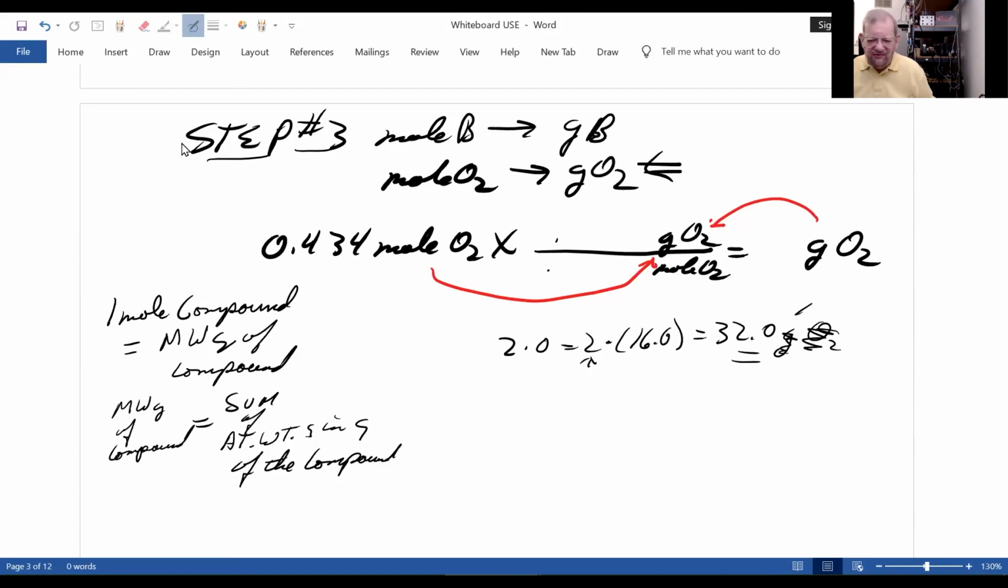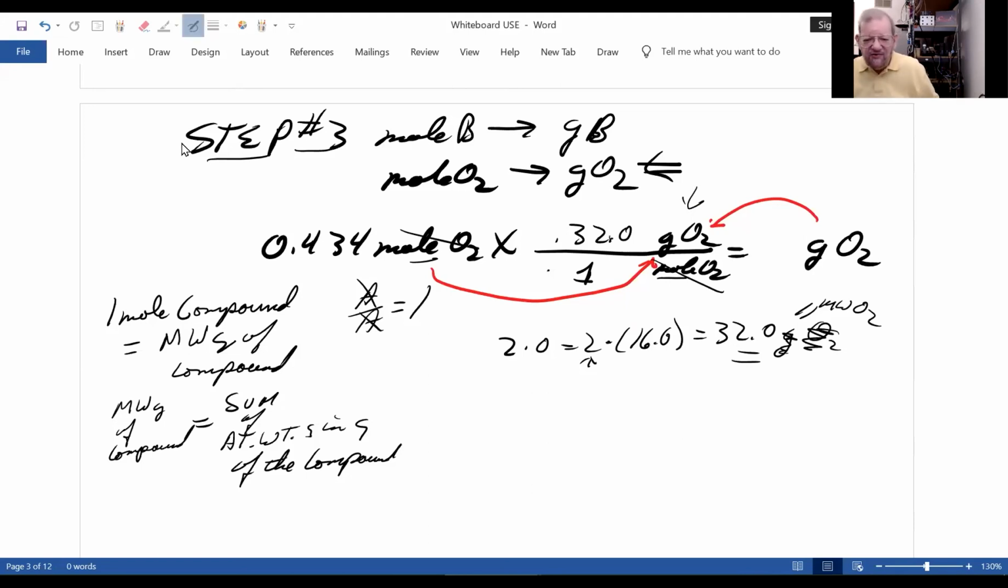Let me just do this. So I know for every 1 mole of oxygen, I have 32.0 grams of oxygen. And now before I pick up my calculator, do my units cancel out? Moles of oxygen divided by moles of oxygen. Anything divided by itself equals the number 1. It cancels out. Therefore, am I left with what I want, grams of oxygen? And the answer is yes.